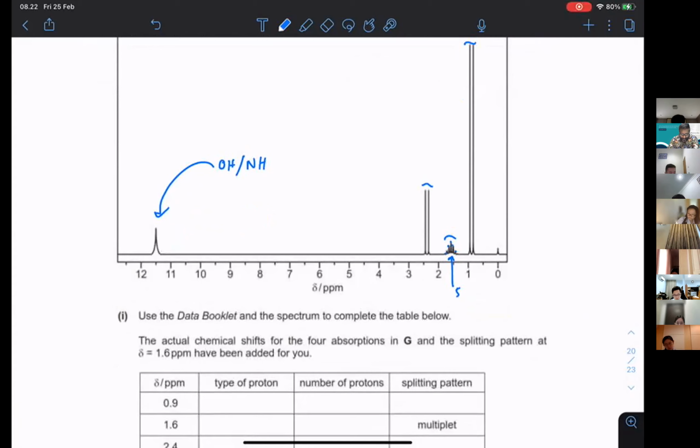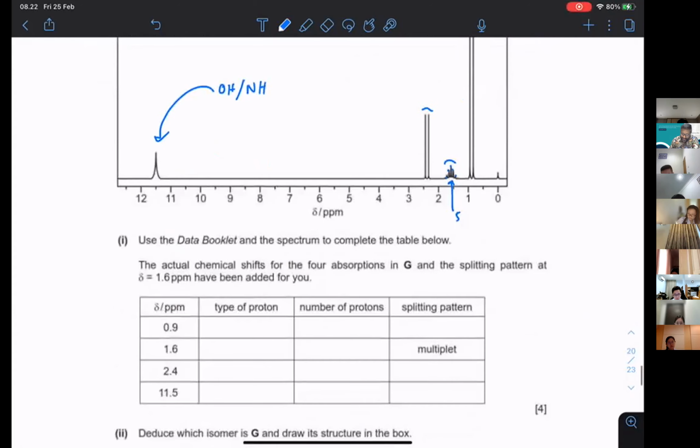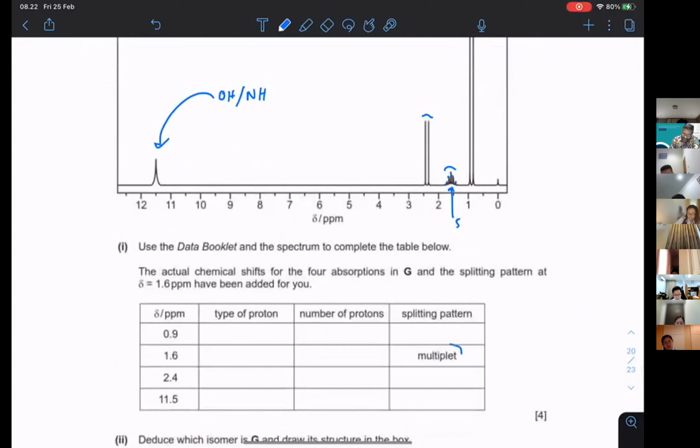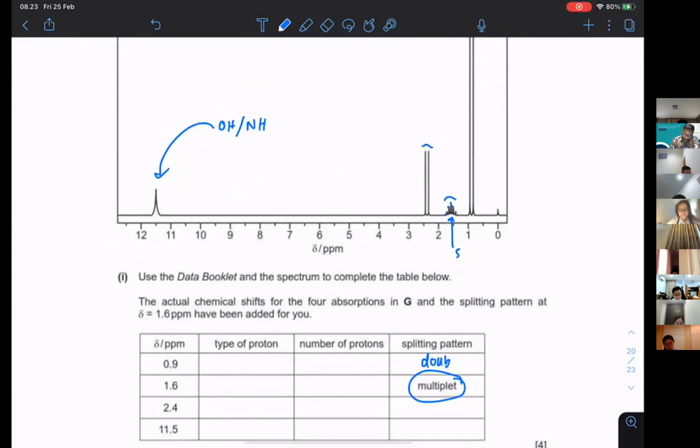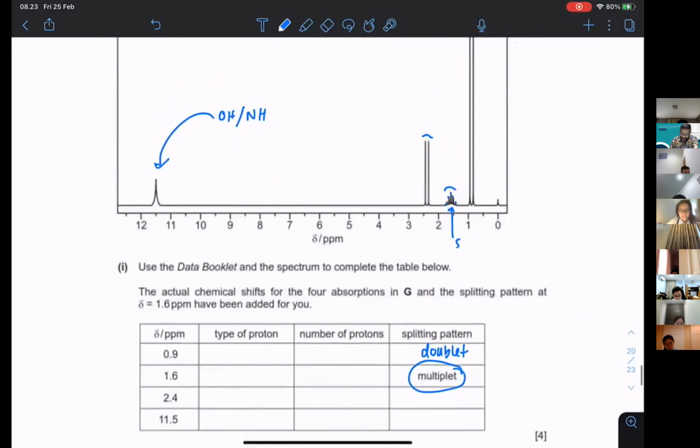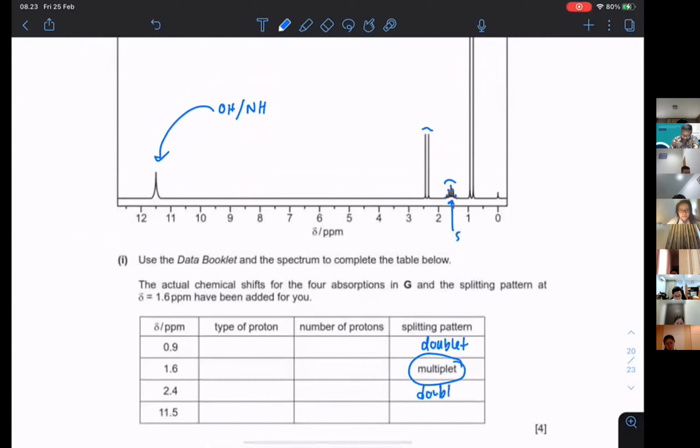So the actual chemical shift for the 4 absorptions in G and the splitting pattern at 1.6 has been added for you. 1.6, they say multiplet. No need for pentet or something. Then 0.9, the splitting pattern is going to be doublet. And then 2.4, doublet also. 11.5, splitting pattern singlet.